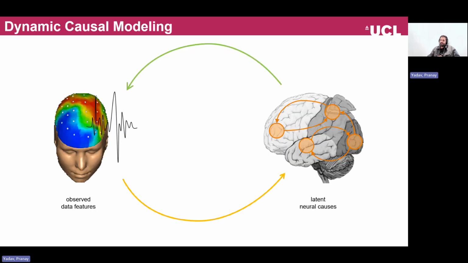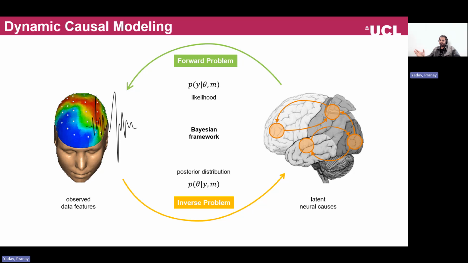At its core, DCM is about answering a simple but very powerful question. What kind of neural system could have generated the signals we observe? And to answer that, we need two ingredients: a generative model that tells us how latent neural dynamics give rise to signal, and a way to invert that model using data to infer the most likely hidden causes, such as strengths of certain connections or synaptic properties.